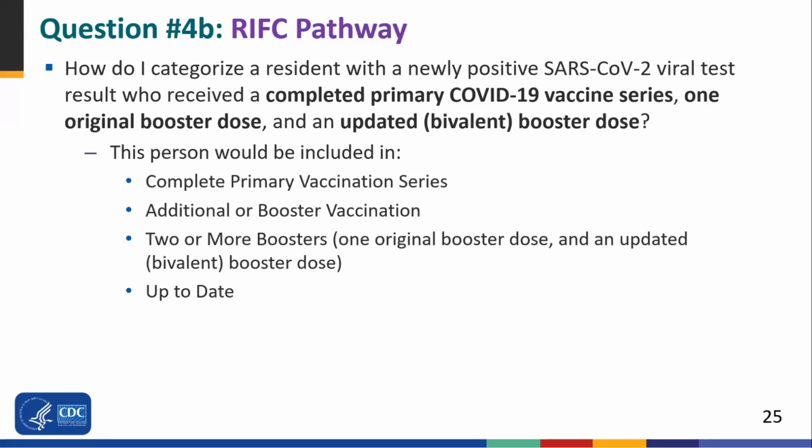So this person is considered up to date because they received an updated bivalent booster dose after receiving that original booster dose. So for the RIFC pathway, this person would obviously be counted in the positive test count. And then for the vaccination status section, they're going to be included in the complete primary vaccination series, also the additional or booster vaccination. They will also be included in 2 or more boosters because they've had 1 original booster and then the updated bivalent booster dose. They'll also be included in the up-to-date count.